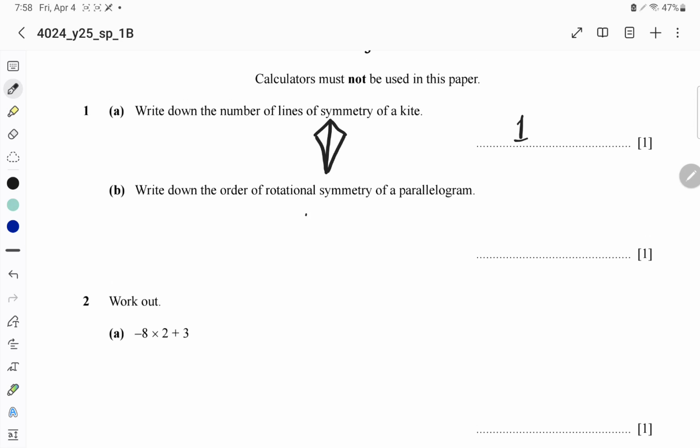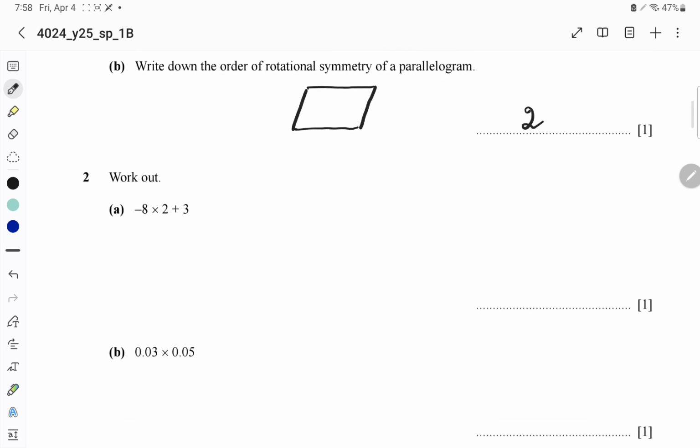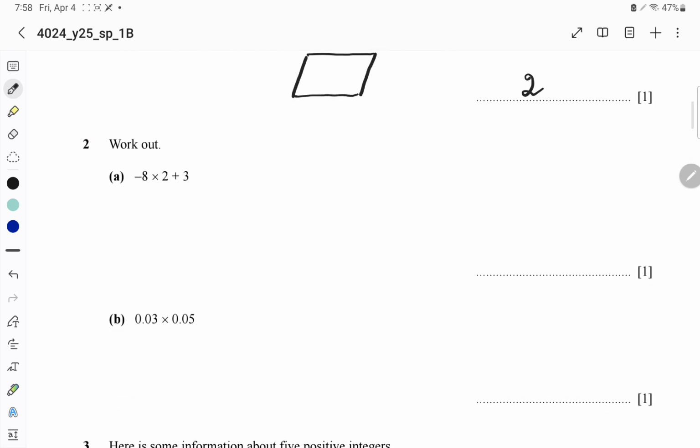For a parallelogram, if we rotate it once round a circle, meaning 360 degrees, how many times does it map to its original position? At 180 degrees and 360 degrees. So it maps 2 times to its original position. Whenever we rotate, it maps 2 times to its original position.